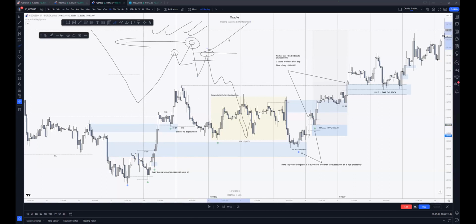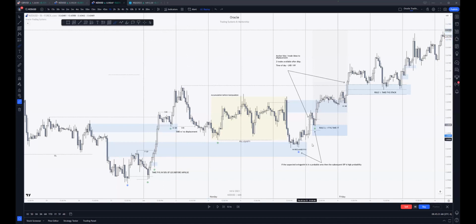This is a very high probability setup using the structure system, and this is it here playing out. We've created a swing point. The beauty of this whole system versus all the other nonsense structure systems is we can predict the swing point before it breaks.